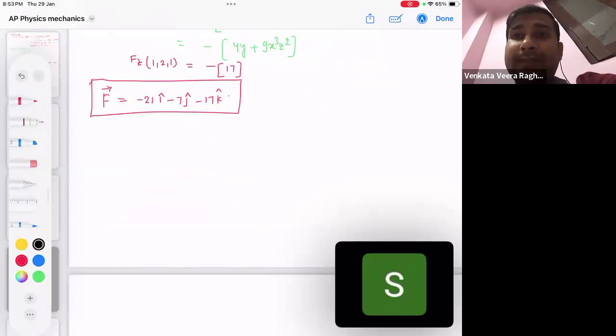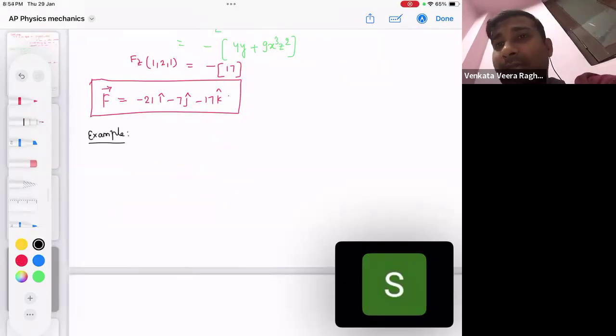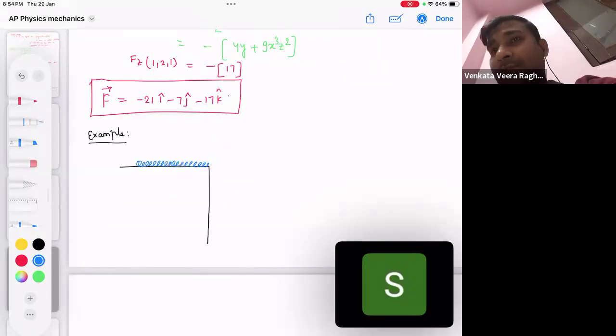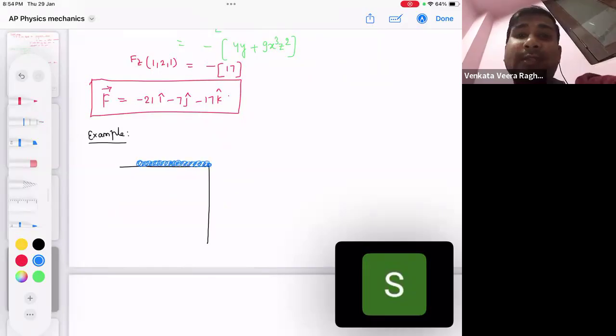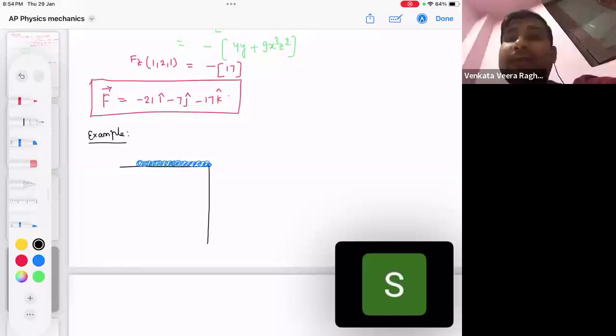Let's discuss another example. In this example, what is given to us? A chain is given on the table. There is a smooth chain, and a smooth table is given to us. Right now I am taking this smooth one. Next class I will take an example where the table is rough. Here the table is smooth. If you push it slightly, what will happen? The chain will slide, and finally it will fall down, no?